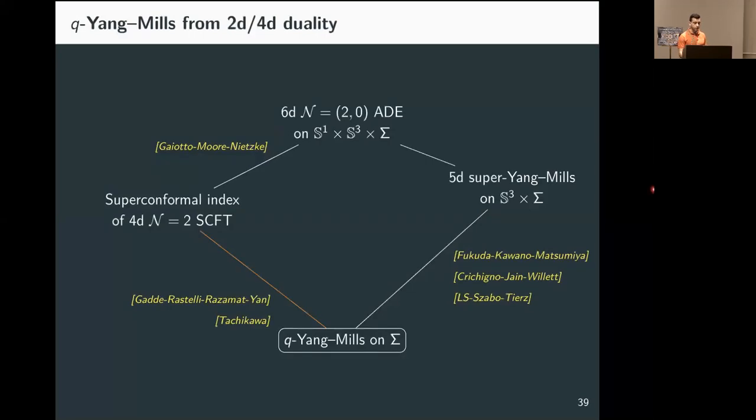But we can then put the 6D theory on this geometry, which is sigma cross S1 cross S3. So we get this 4D theory on the geometry S1 cross S3, which computes the so-called superconformal index. And it has been shown by these authors that the 2D theory that is dual to the superconformal index is Q Yang-Mills on sigma. So a first question is, we can invert or change the order of compactifications, and we should be sure that we get the same answer.